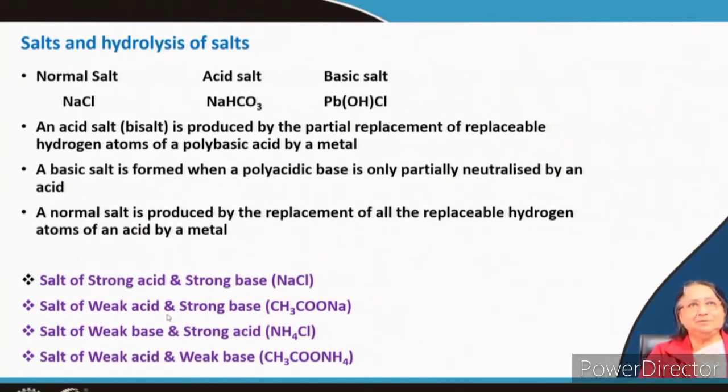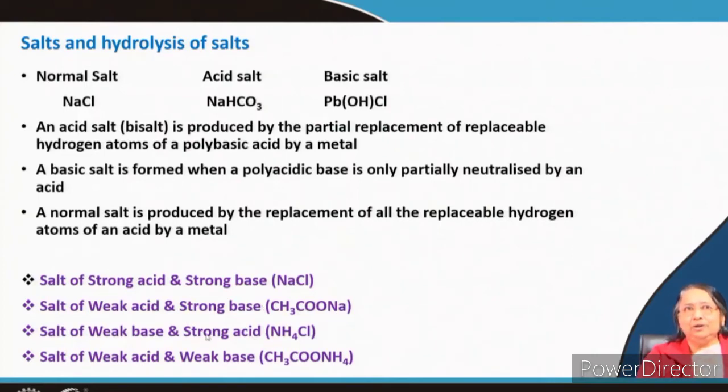But there is another type of classification, depending on which acid and which base they are produced from. For example, some salts can be produced from strong acid and strong base. The good example is sodium chloride, a salt of strong acid and strong base. Now, there may be some salts like sodium acetate, which is produced from acetic acid and sodium hydroxide. So, a weak acid, acetic acid, and a strong base, sodium hydroxide.